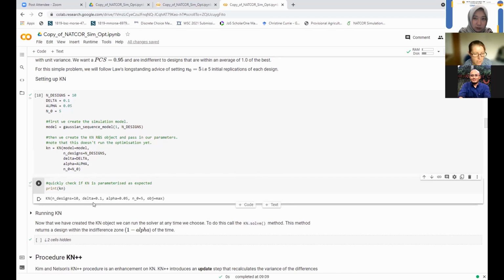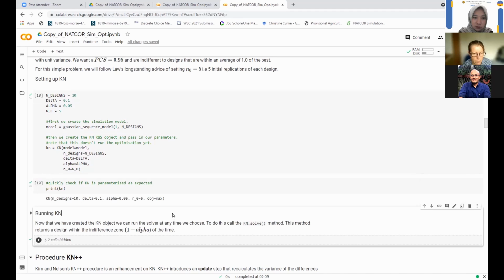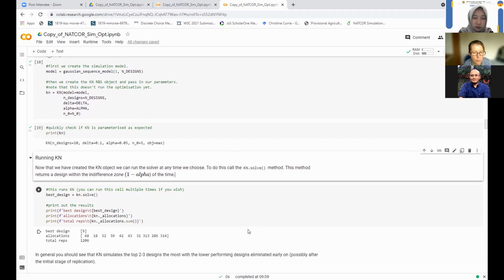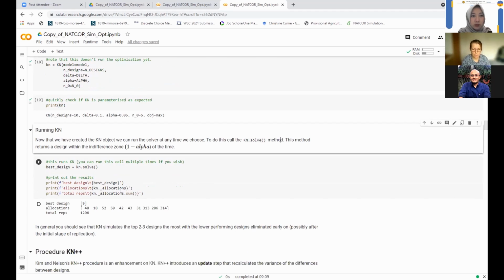So it's got n designs is 10, delta's 0.1, alpha's 0.05, n0 is 5, and we're aiming to maximize. So this is where we can change. If we wanted to, we could minimize at this point. So once we've got that running, we can solve it. So this kn.solve will solve it, and run all the replications we need to get to this point. And we can then do some interrogating on it.